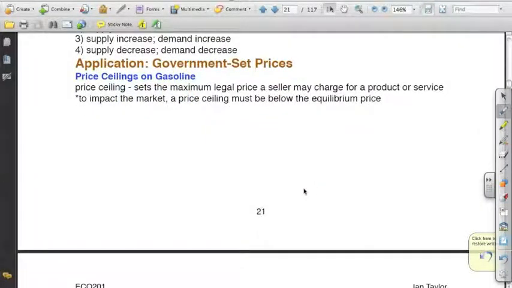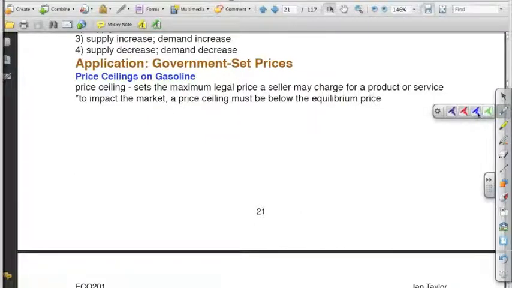Some application. So we can have price ceilings. A price ceiling sets the maximum legal price that a seller may charge for a product or service. The easiest way I teach students about this is, say you're starting out on the floor, like a person in a room standing on the ground, and you try to jump as high as you can. When are you going to stop? You're going to get stopped when you hit the ceiling.